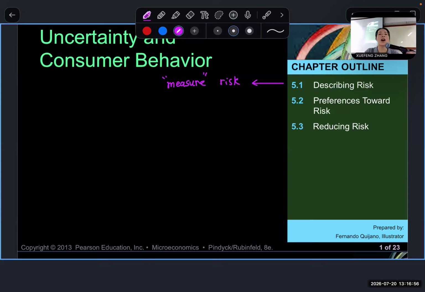Why people gamble even when it's a bad bet on average. And why two people can look at the exact same risk situation and make completely different choices. Okay? So let's get started.